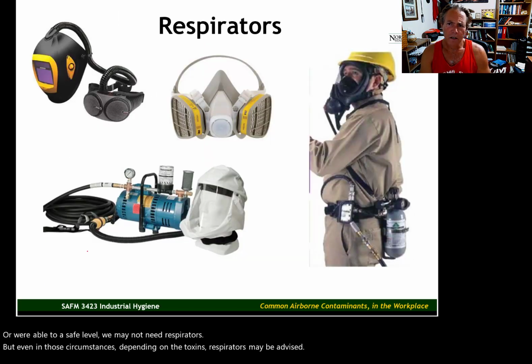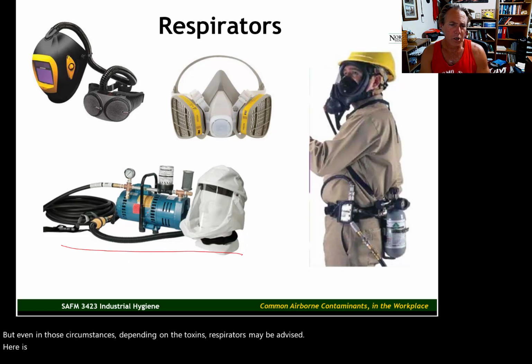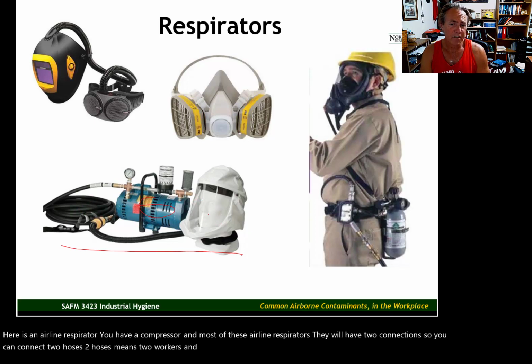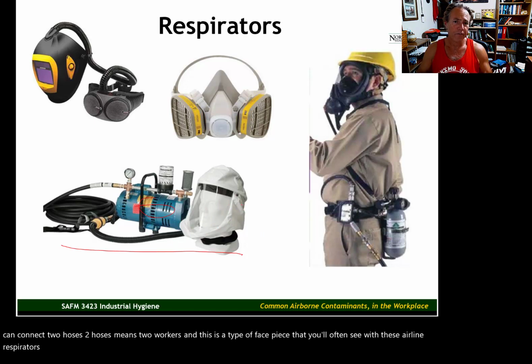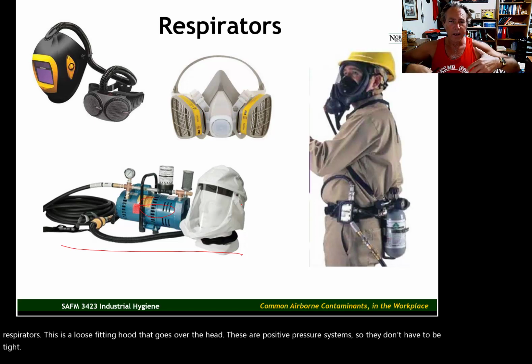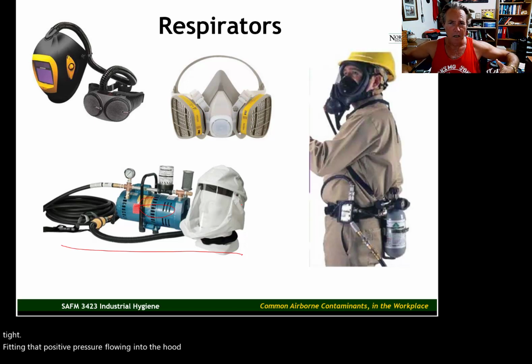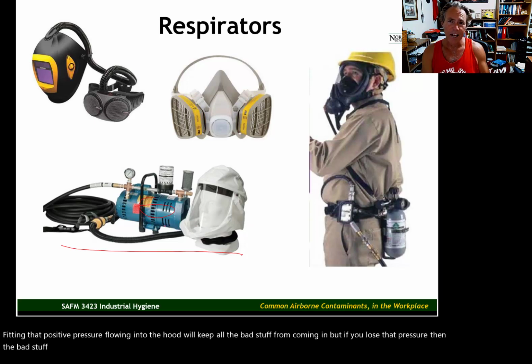Now here is an airline respirator. You have a compressor. And most of these airline respirators will have two connections, so you can connect two hoses. Two hoses means two workers. And this is a type of face piece that you'll often see with these airline respirators. This is a loose fitting hood that goes over the head. These are positive pressure systems, so they don't have to be tight fitting. That positive pressure flowing into the hood will keep all the bad stuff from coming in. But if you lose that pressure, then the bad stuff can come in because it's not a tight fitting face piece.